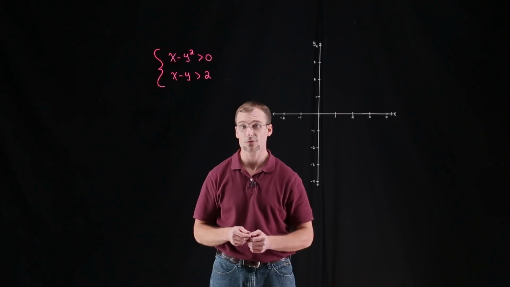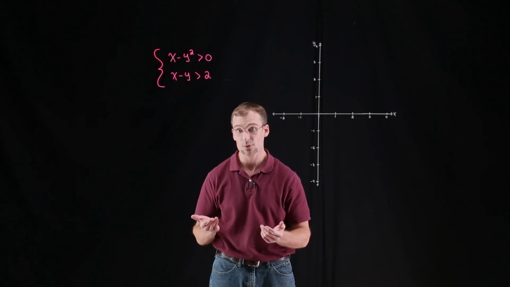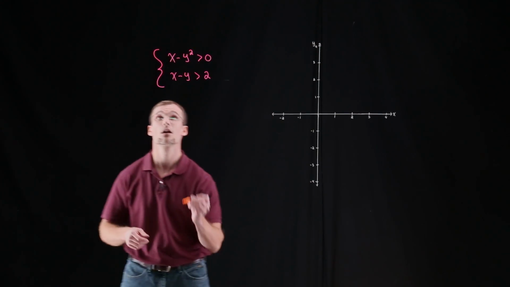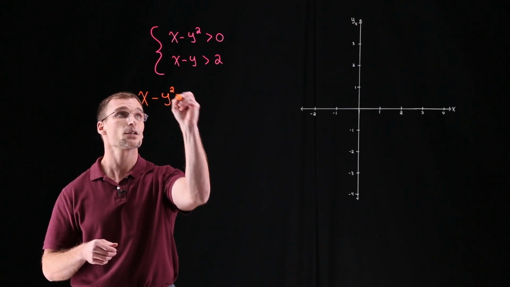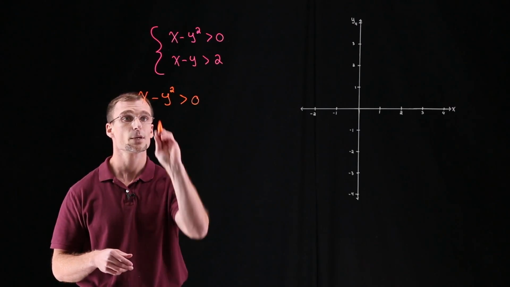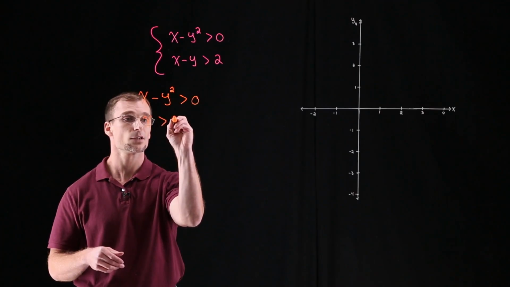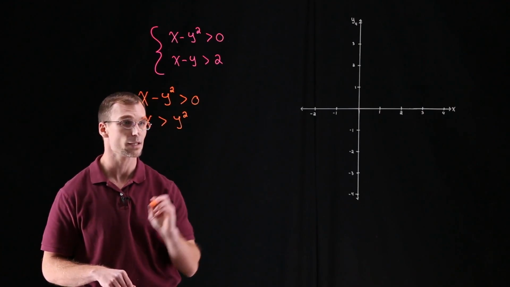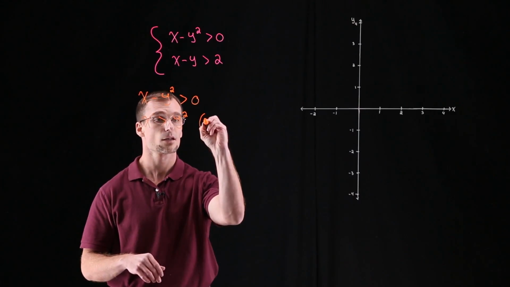So what we're going to do is find the solution set of each inequality individually and look at where they overlap or intersect. We'll start with our first inequality, x minus y squared greater than 0. If we add y squared to both sides, we get x is greater than y squared.